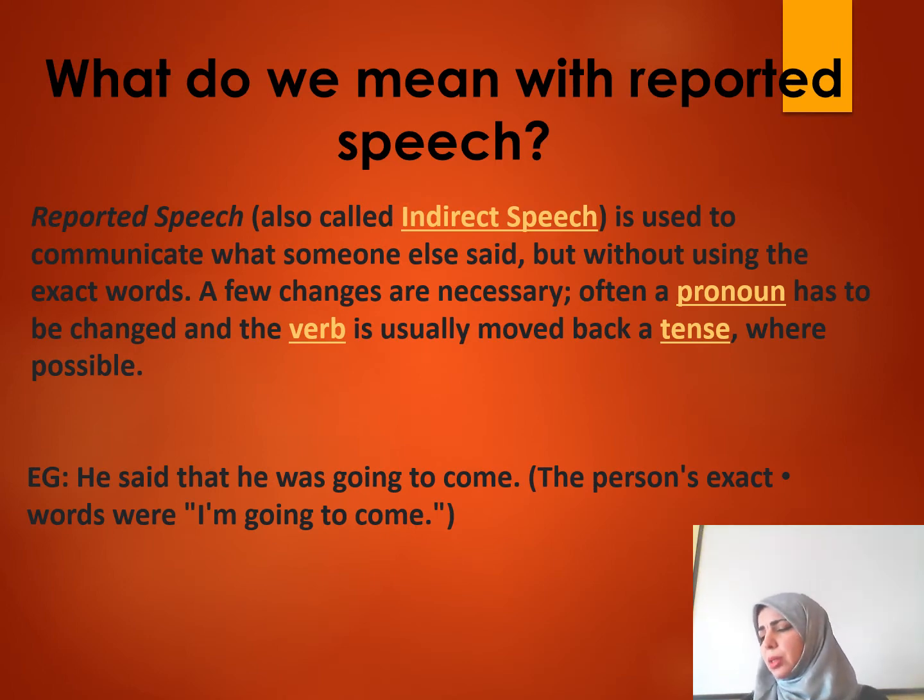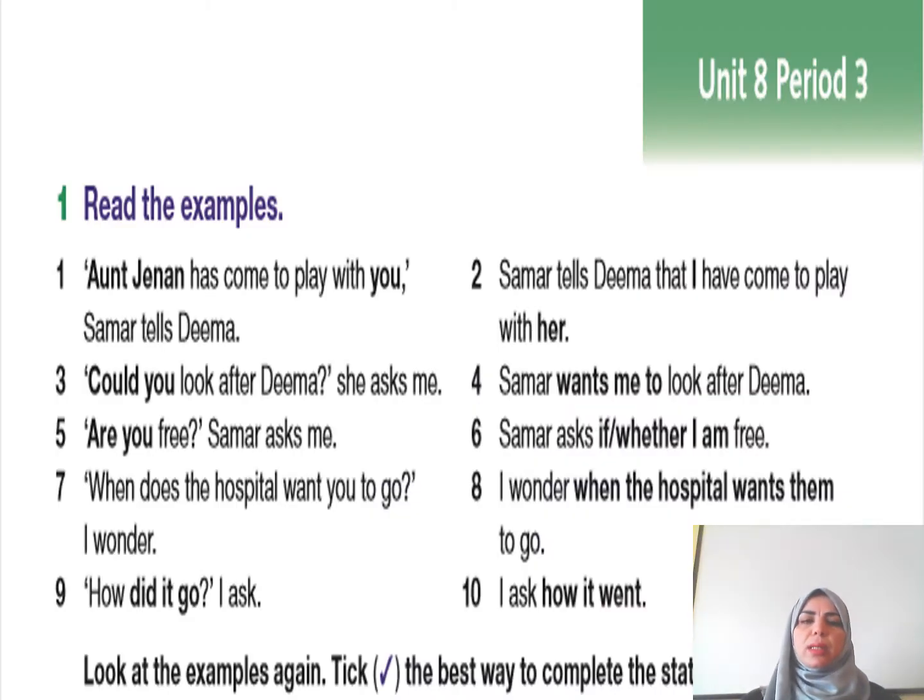Now, open your book, page 21. Let's discuss the sentences in this lesson. Let's read number 1 and number 2, and discuss what changes happened in these sentences. Number 1: Aunt Jinan has come to play with you, Summer tells Dima. Number 2: Summer tells Dima that I have come to play with her.